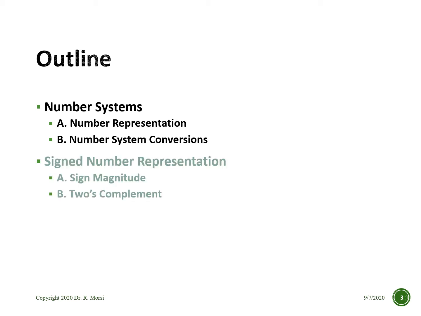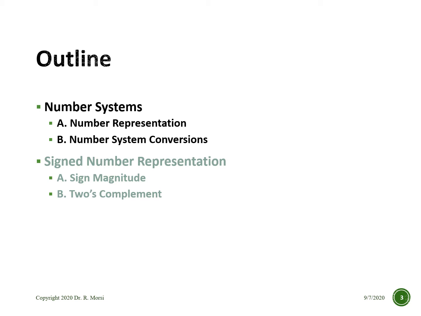We have gone through decimal to binary, decimal to octal, and decimal to hexadecimal, and we've gone the reverse. And we've also covered binary to octal, binary to hexa, and the reverse. And we've also looked at how to do octal to hexa and hexa to octal.